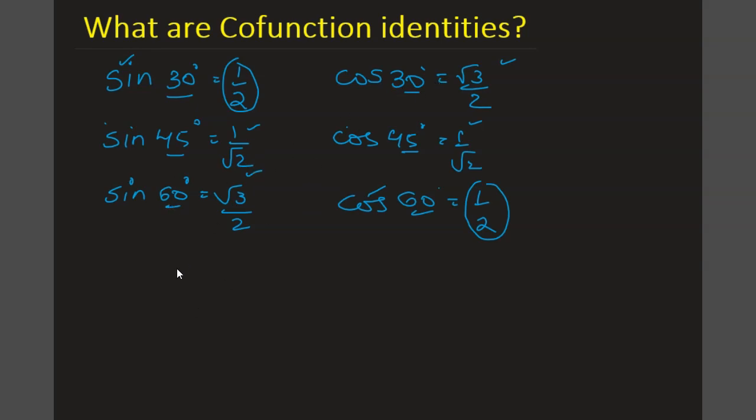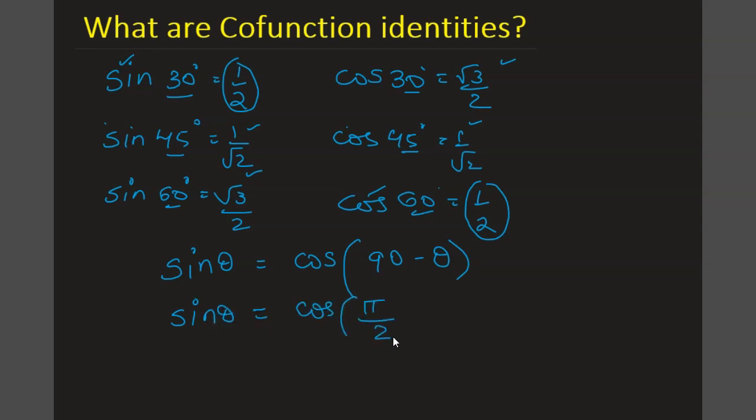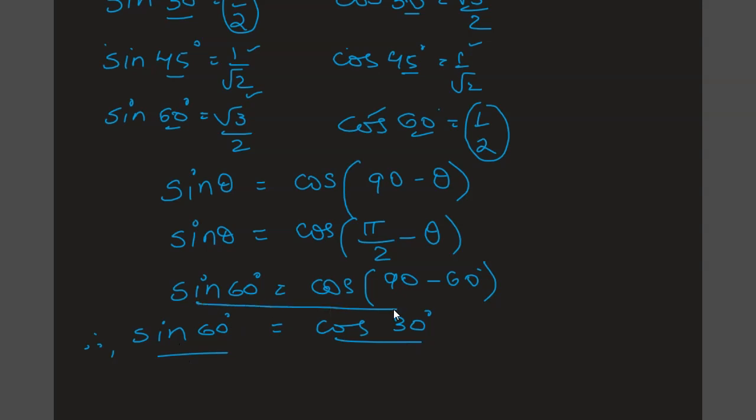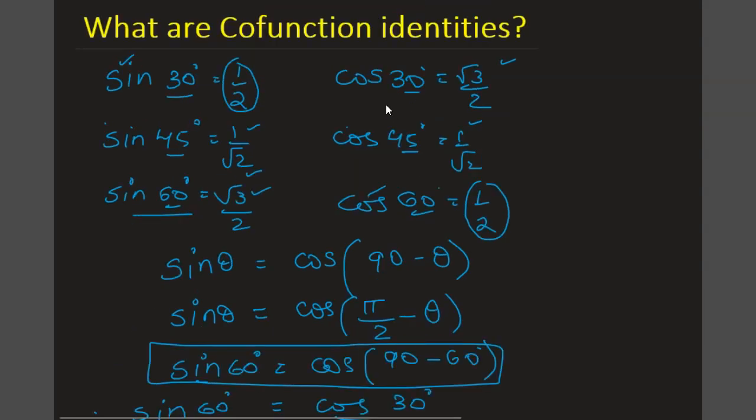From here comes the formula: sine theta is equal to cosine 90 minus theta. If we are working in pi radians, it would be cosine pi by 2 minus theta. So if we are looking for the value of sine 60, it would be the same as cosine 90 minus 60, which is cosine 30 degrees. Therefore, sine 60 is the same as cos 30 if we use this formula. And we have already seen this here: sine 60 is root 3 by 2 and cosine 30 is also root 3 by 2.